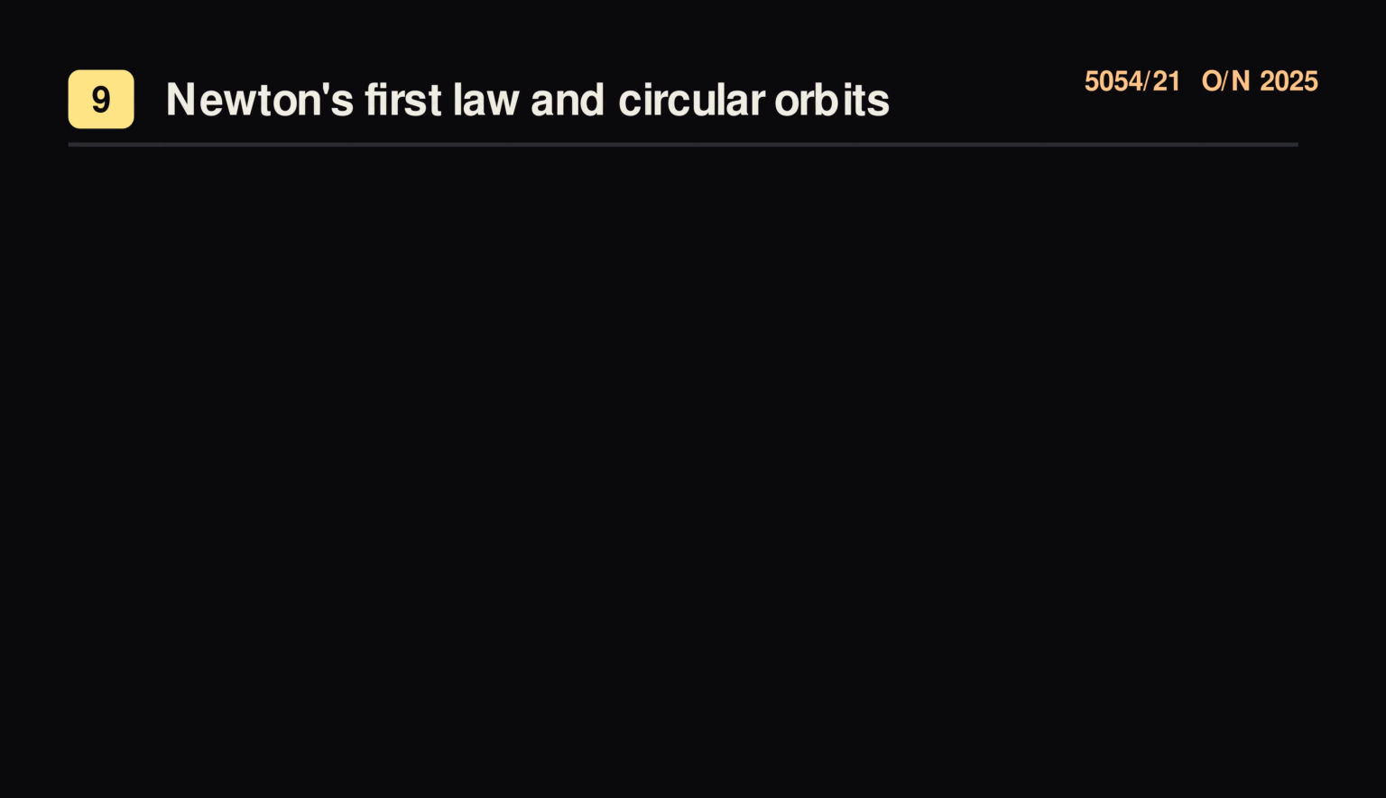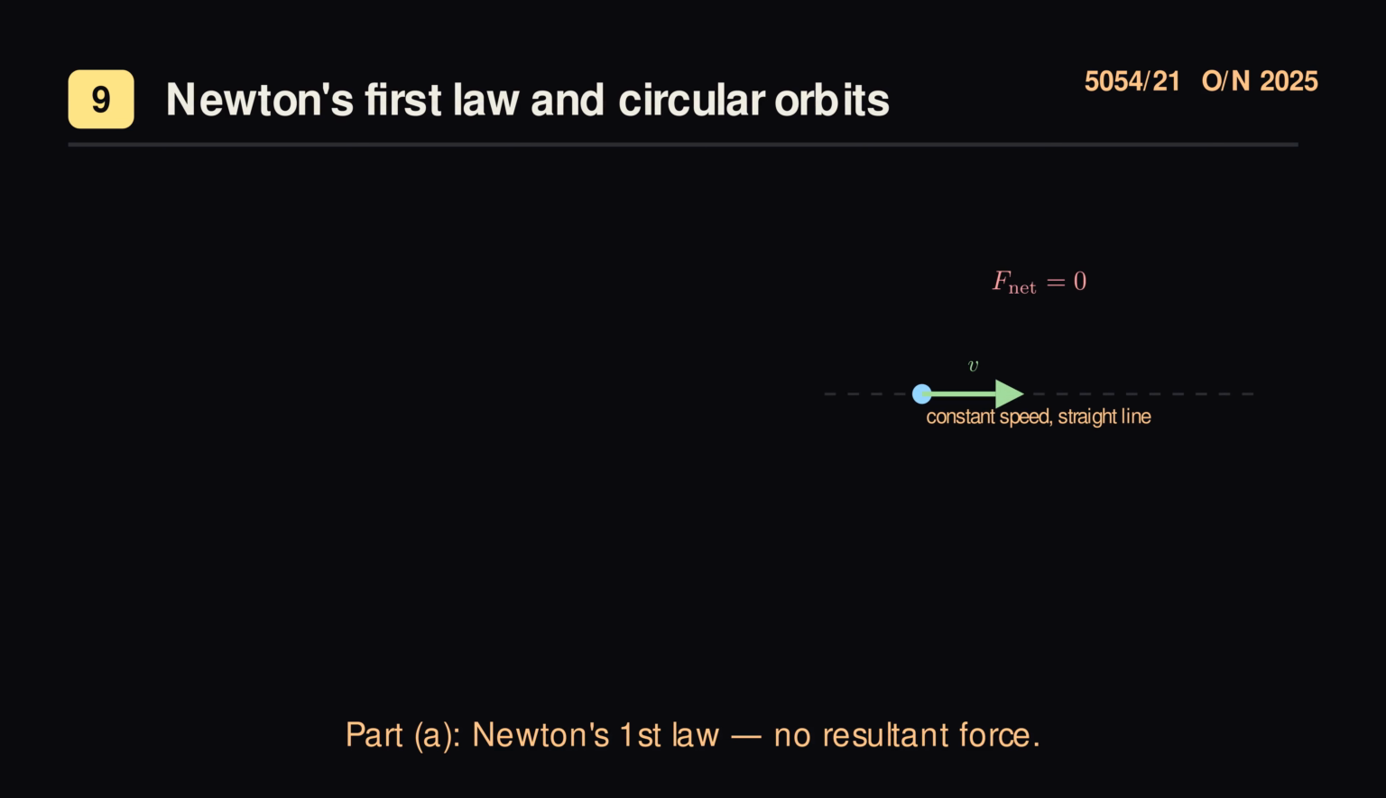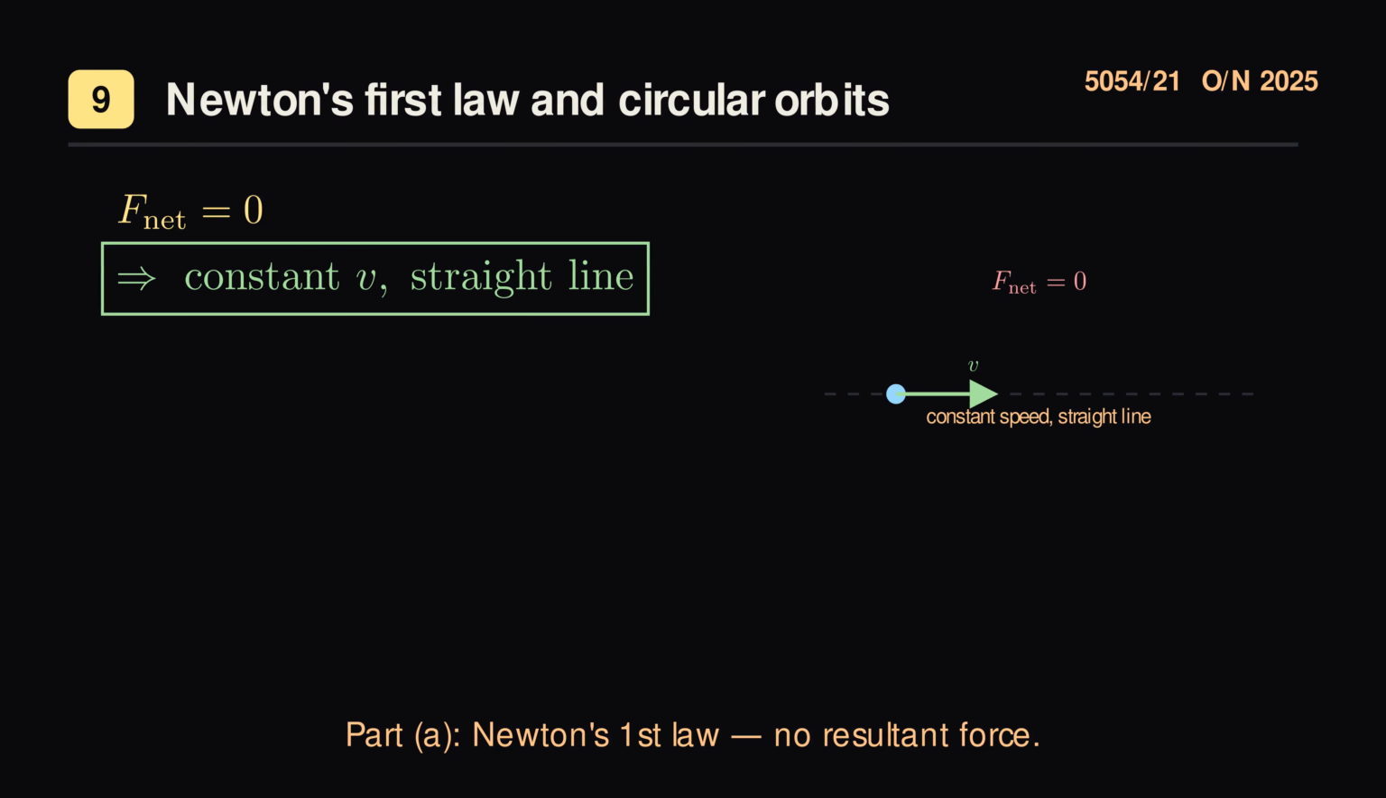Question 9. We use Newton's first law, then explain why a planet in a circular orbit needs a gravitational force towards the Sun. Part A. If there is no resultant force, velocity stays constant, same speed and the same straight line direction. So F net equals 0 gives constant speed along a straight line.